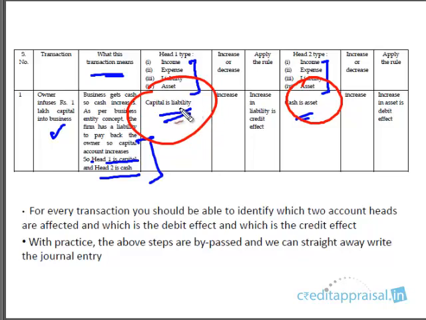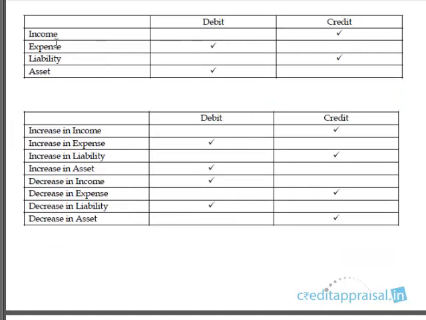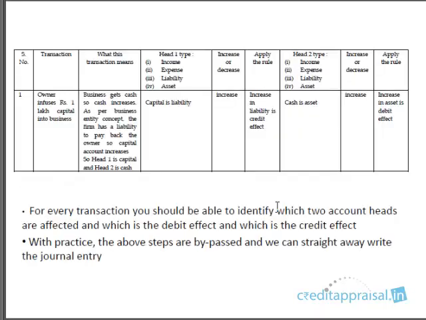This is a liability and it is an increase. So what is the rule? What is the increase in liability? If you refer to the previous table, just see what is the increase in liability. So it is here, right? Increase in liability is here. It is a credit effect. And cash is an asset. So there is an increase in cash, increase in asset. So there is a debit effect, right? So what we do, we then identify what is the debit effect and what is the credit effect. So here, increase in liability, capital, is a credit effect, right? Increase in cash is a debit effect.